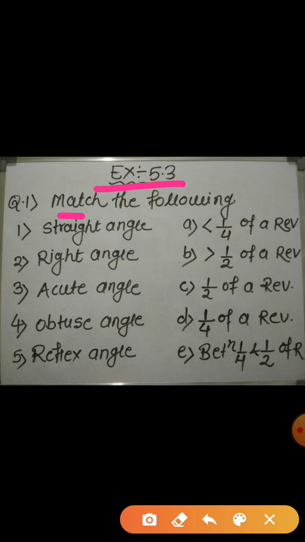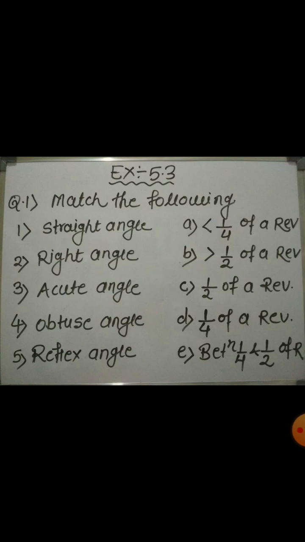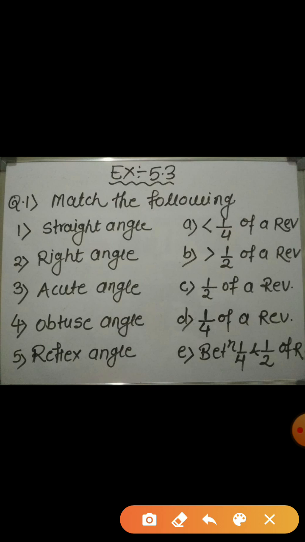Question number 1. Match the following. Here two columns are given. In the left column you are given name of angles. In the right column you are given number of revolutions. You have to match the pair accordingly.